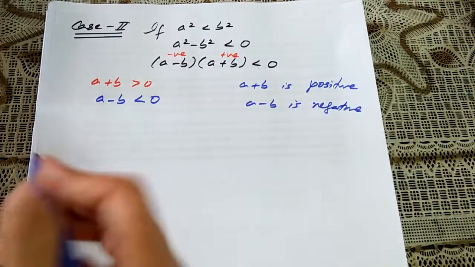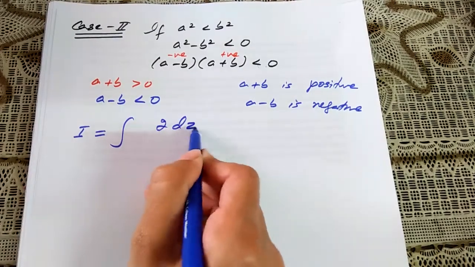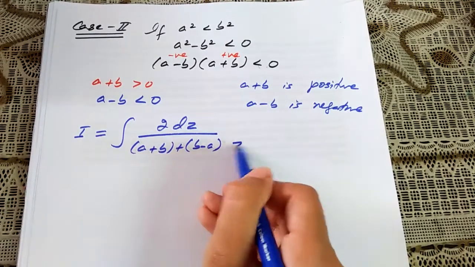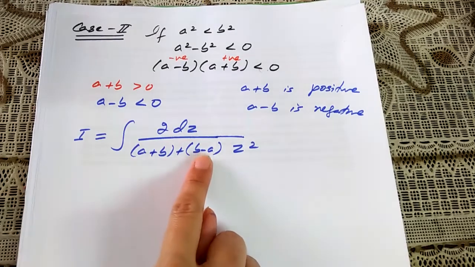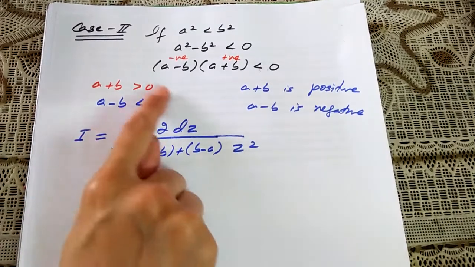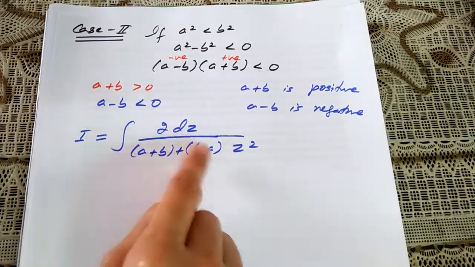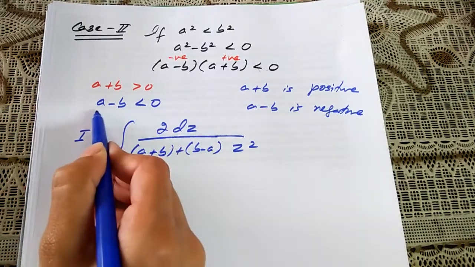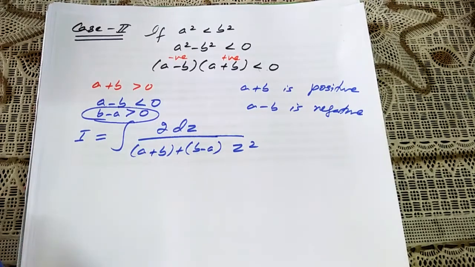So now what was our integral? Our integral was I is equal to integration 2 dz divided by a plus b minus a z square. This was our integral. Now I am taking this b minus a as common because our a minus b is negative, so b minus a will be positive. If you multiply the negative sign on both sides, it will become b minus a. Sign will alter, this will become positive.